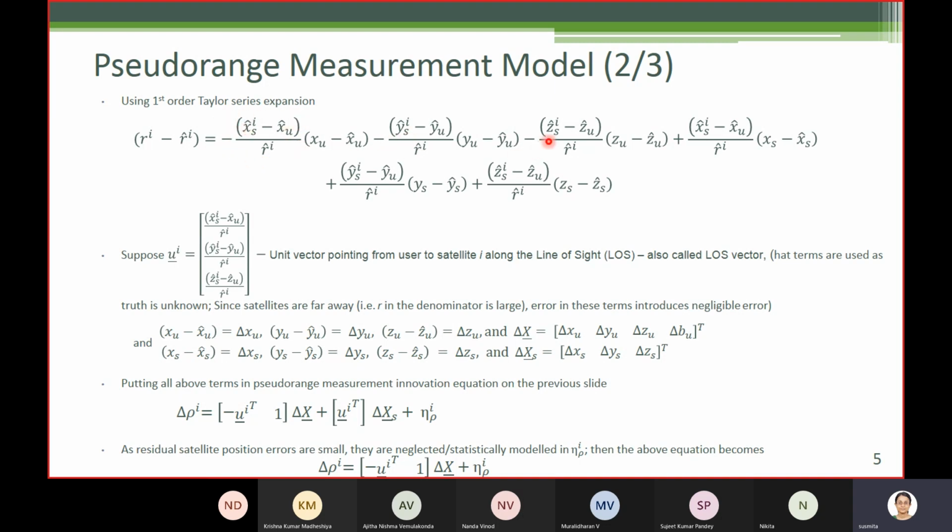Similarly for the Y component, Z component here. So you're basically taking derivatives with respect to XU, YU, ZU, and then XS, YS, and ZS. The corresponding difference between actual and predicted is shown here. Since we know the satellite position with some imperfection from the navigation data, the derivative is also taken with respect to the satellite position.